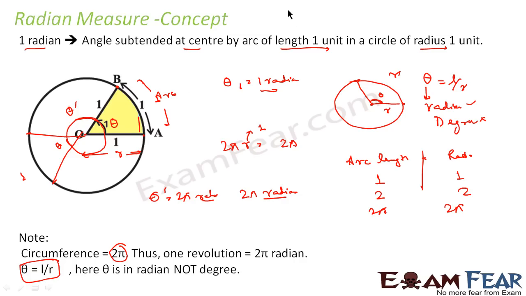When L is equal to R, theta is equal to L by R, which is R by R, equal to 1. So in this formula also, the angle subtended by an arc of length R in a circle of radius R is nothing but 1 radian, correct? So this theta is in radian. We'll use this formula. Please make a note of it: theta is equal to L by R, where theta is in radian, L is the length of the arc, and R is the radius of the circle.